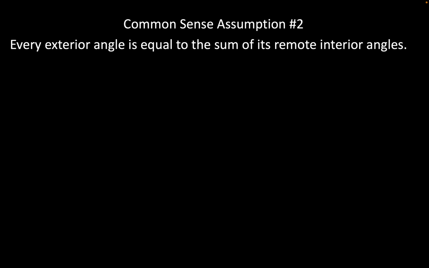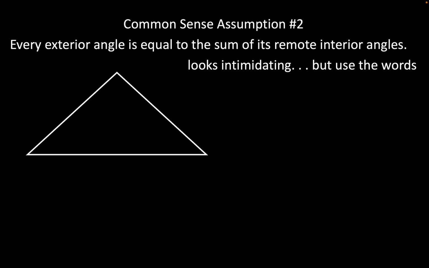The number 2 assumption is that every exterior angle is the sum of its remote interior angles. Now this is important, but you can kind of survive without it in most situations. But let's just see what's going on. It does look intimidating, but again, look at the words. It says exterior angle. And when we're talking about a triangle, we know that those are interior angles.